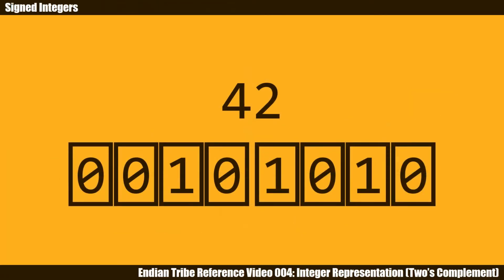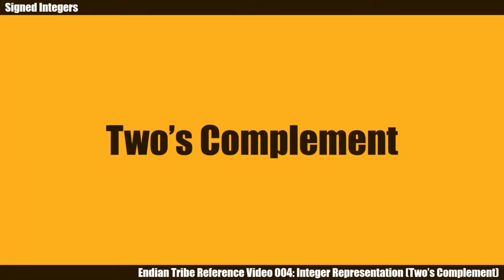When representing negative numbers, things get a little tricky. There is no negative in computer memory, so we need to find a way to signal to the computer the sign of a number. The most widely used method is called 2's complement. Let's take a look at how it works.